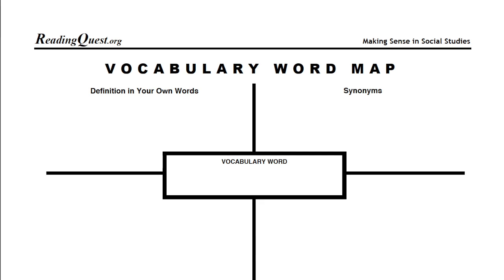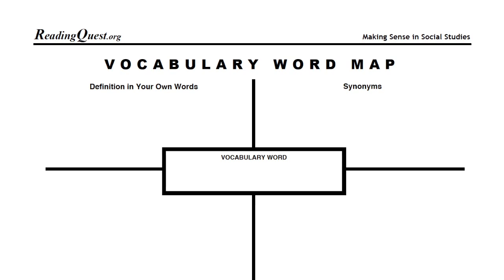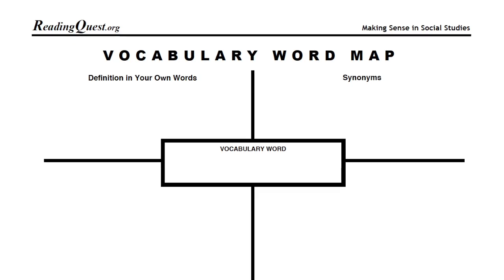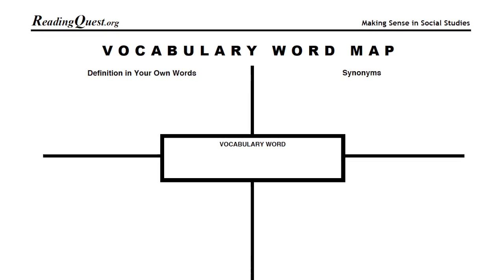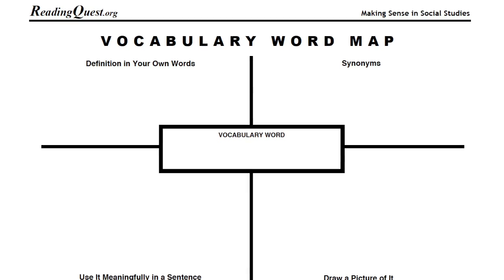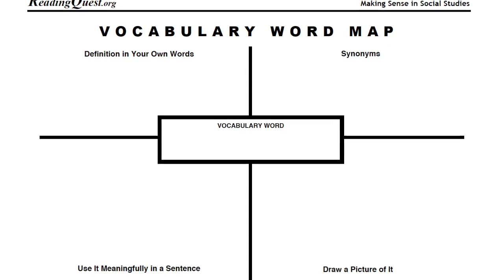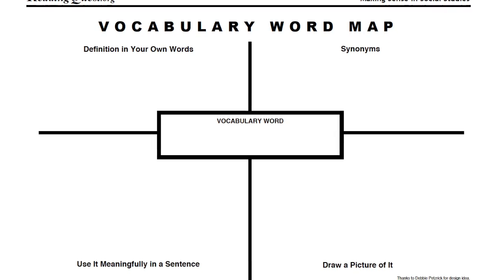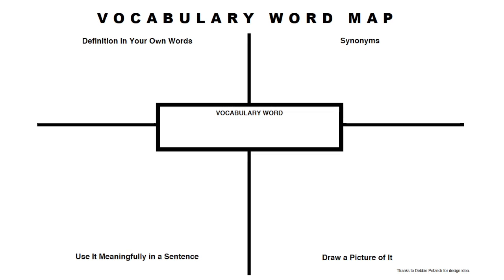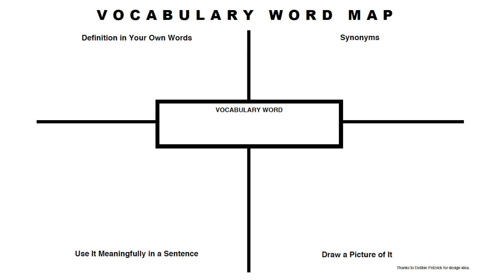Here is an example of a vocabulary word map from readingquest.org. As you can see, the very center has a space for the student to write the vocabulary word. In the upper left-hand corner, there is a space for the student to write the definition of the vocabulary word in his or her own words. In the upper right-hand corner, there is a space for the student to write the synonyms of the word. In the lower left-hand corner, the student will use the word meaningfully in a sentence, and in the lower right-hand corner, the student will draw a picture of it.